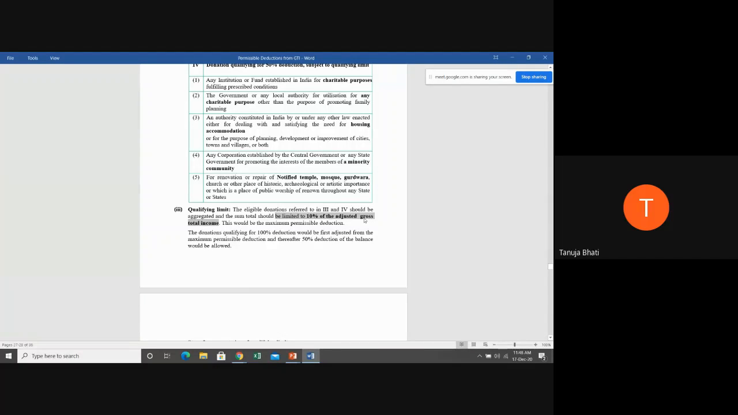Students, you all know what gross total income is. Gross total income is nothing but when you take the income and add the income from all the 5 heads, you get gross total income, correct? Now what is the meaning of adjusted gross total income?